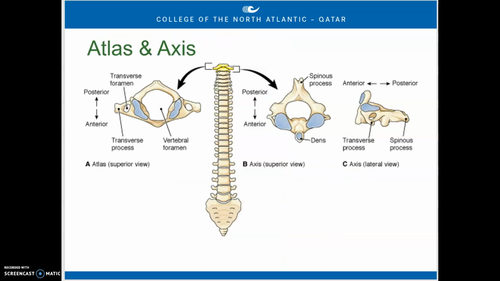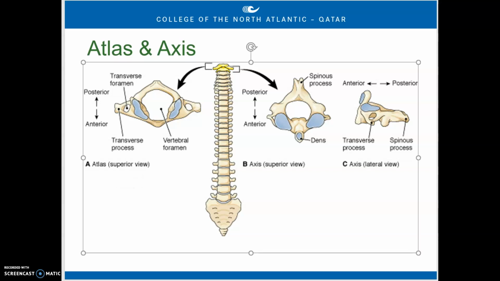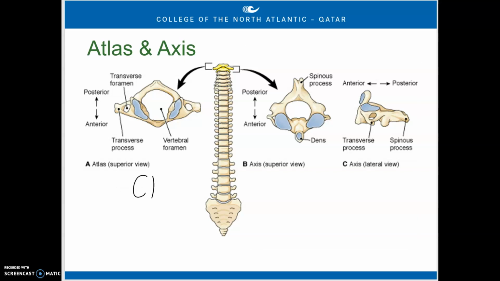Now, this is having a look at the atlas and the axis. So this is C1 here, and then the axis down here is C2. This is basically just showing the position and the fact that we are looking at some foramen, and these are going to be common in all of the vertebrae, of course, because the spinal cord has to travel down through the vertebrae. Alright, so these are just having a quick look at the special cervical vertebrae.